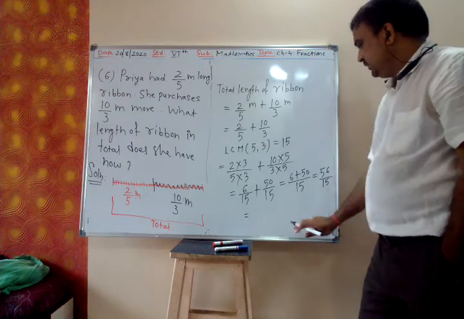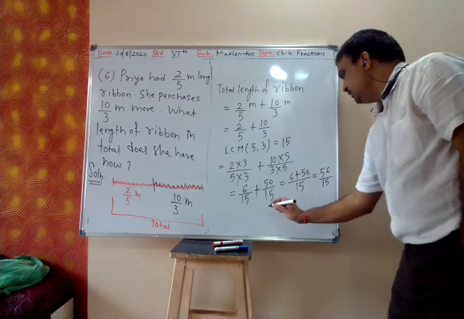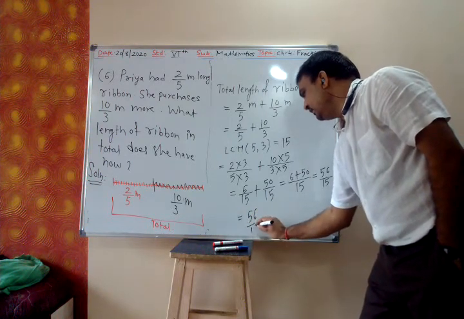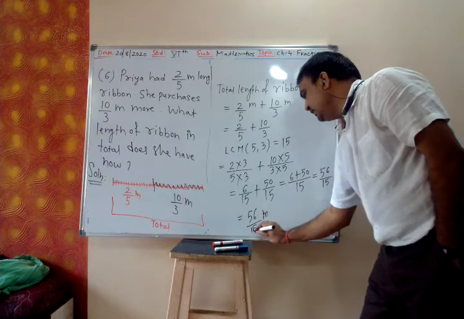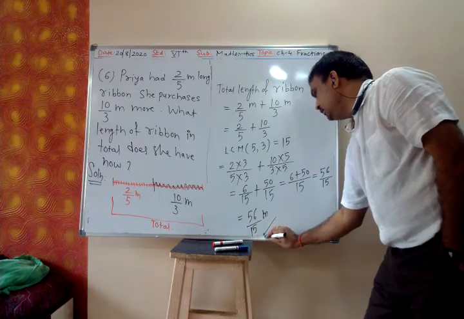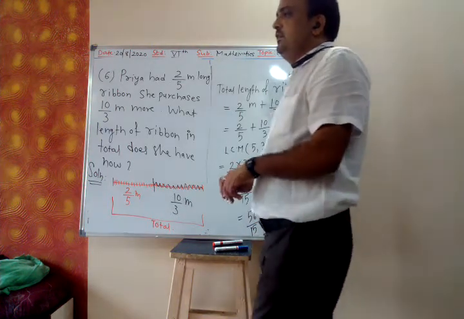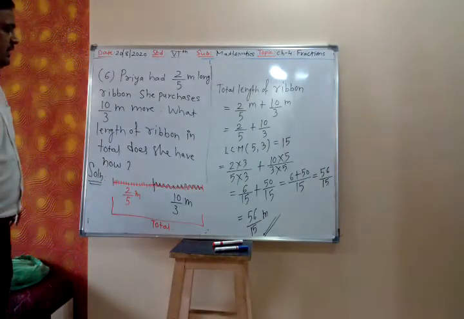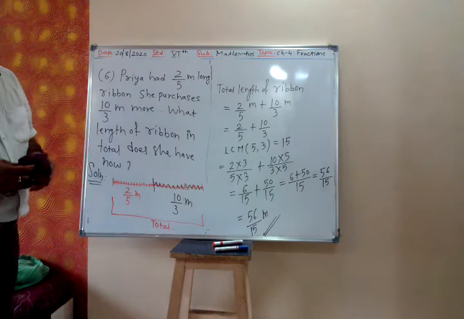Yes. So the answer is 56 upon 15 meter, the total length of the ribbon. The total length of the ribbon is 56 upon 15 meter.